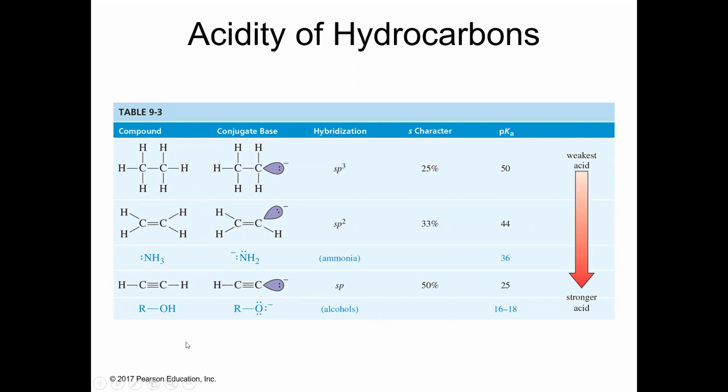It is less acidic though than water or alcohols. Water is 15.7, alcohols are about 16 to 18. But right above acetylene, we have ammonia. Ammonia is a weaker acid than acetylene. So that means that the conjugate base of ammonia, NH2 minus, is a stronger base than the acetylide ion. So that's going to be useful as far as synthesis reactions.